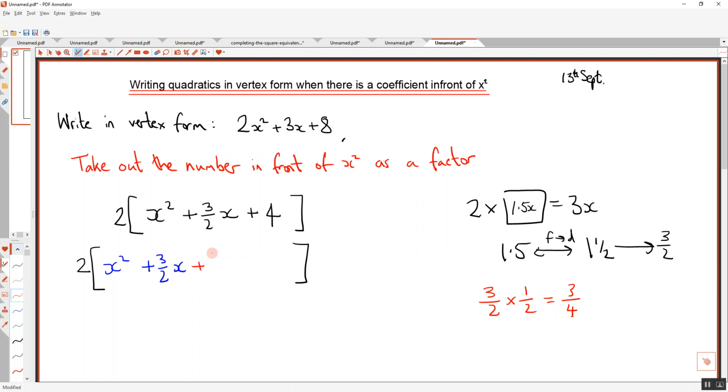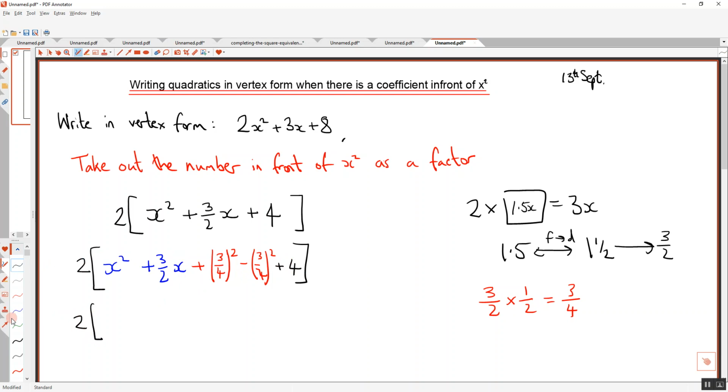So I get plus 3 over 4. And what do I do to that? I square it and subtract it, and then I still have my plus 4. It is just one extra step, but you have to be good at your fractions and things.